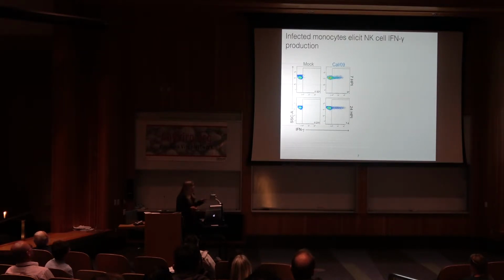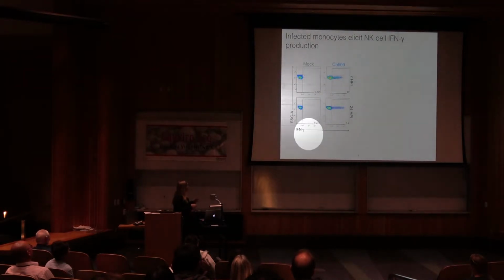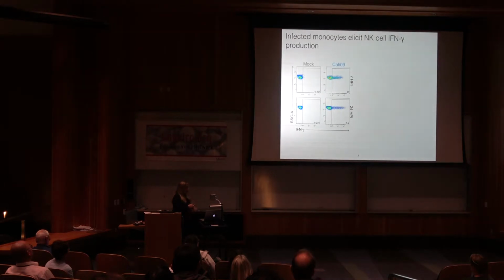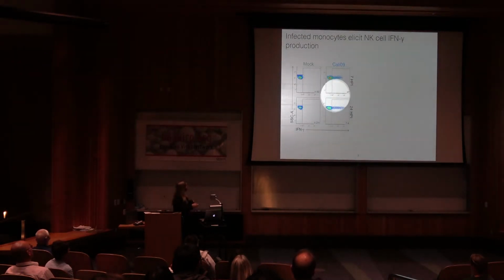So we used an intracellular flow cytometry approach, and here are biplots with interferon gamma on the x-axis and cytokine on the right. And we can see that NK cells produce interferon gamma in response to monocytes infected at 7 hours or 24 hours.